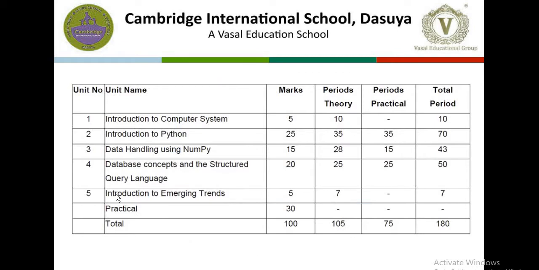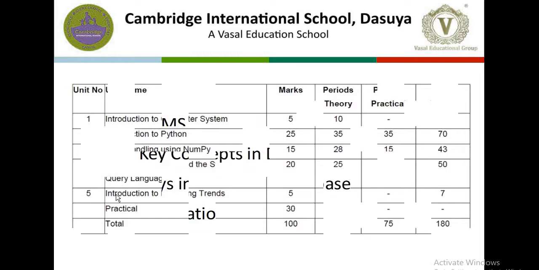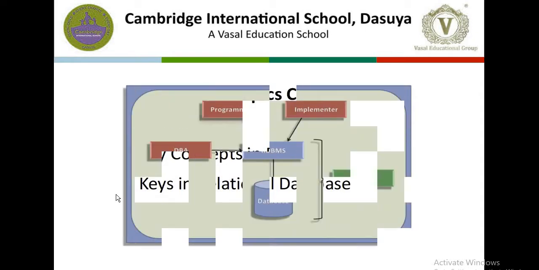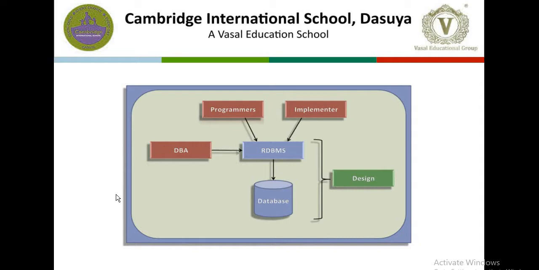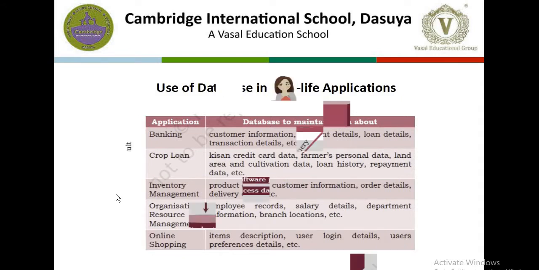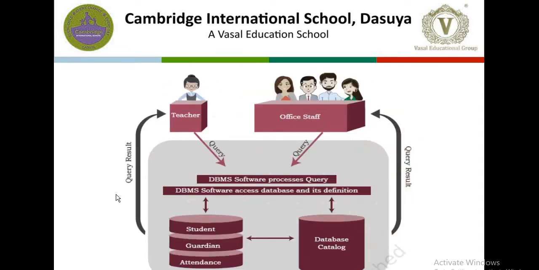So you know that now we are focusing on unit number 4. Students, we have already covered what is DBMS, key concepts in DBMS, what are the different keys in a relational database, and in the last lecture we discussed the installation of MySQL. So we covered the basic diagram of the database. We discussed the real life applications of database. Then we discussed the example of a school.